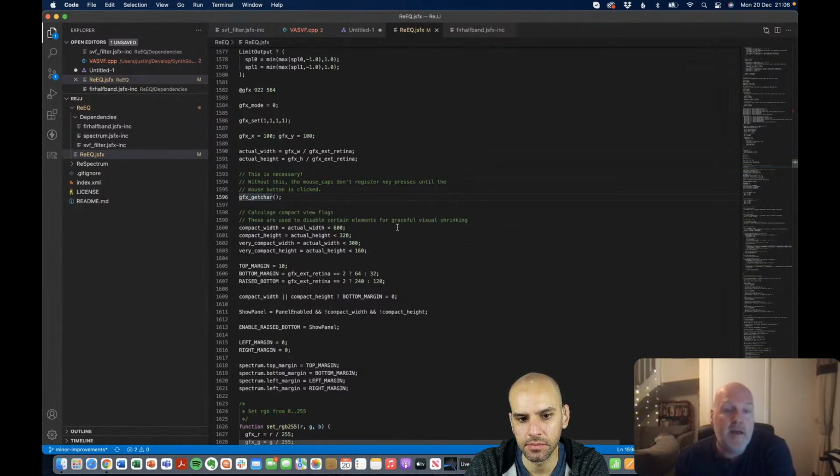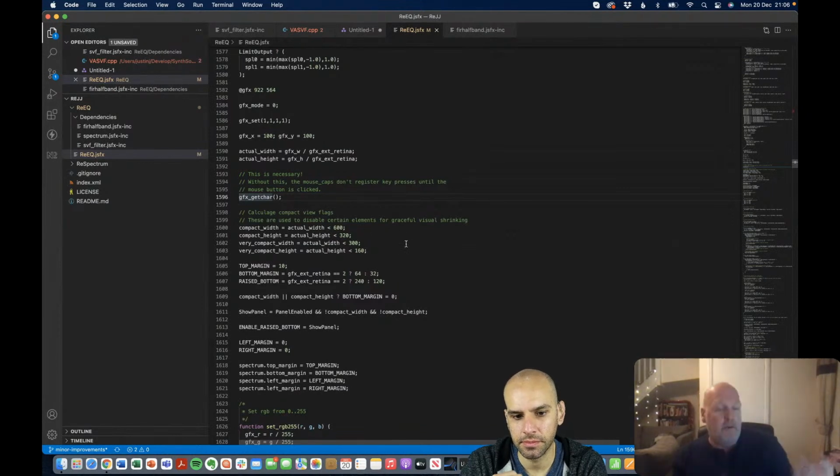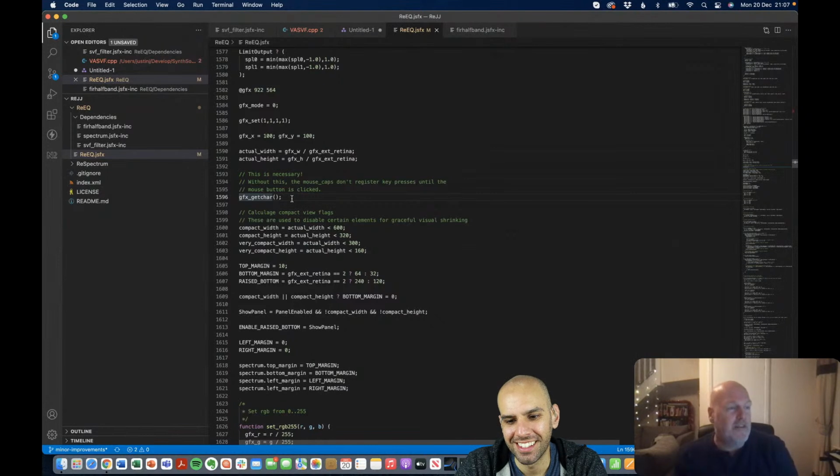Maybe use that as well as some of the other checks that I'm doing for the size of the viewport and so on. Anyway, the point being, just to put a fine cap on it, that mouse cap thing for checking those modifier keys doesn't work the way you expect it to without calling JSFX getchar. It's just the way it works. And of course, I pulled it out and everything stopped working.